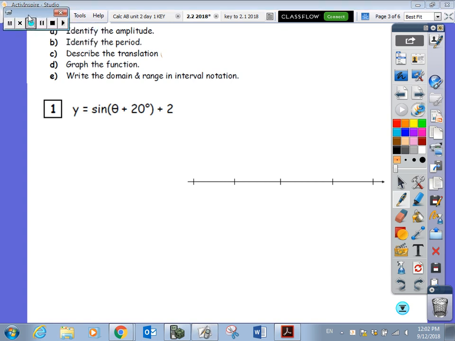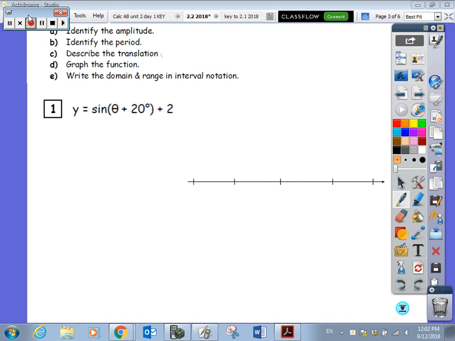All right, so y equals sine theta plus 20 degrees plus 2. Notice in these directions up here, it doesn't tell you degrees or radians. Whenever there's a horizontal shift, you have to know degrees or radians. Hopefully this one's pretty apparent that we're in degrees because we see that degree symbol. If I took that degree symbol away, now it becomes radians. Just because there's not a pi doesn't mean not radians. Degree symbol means degrees. No degree symbol means radians.